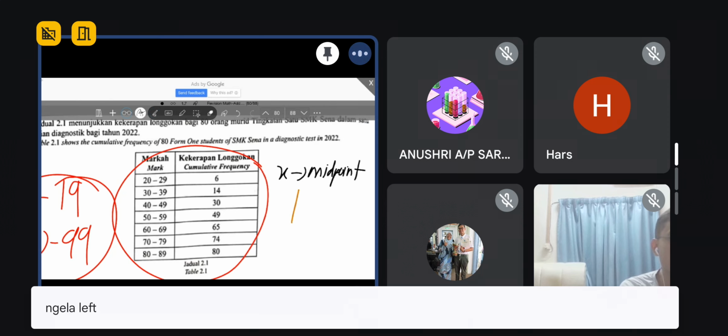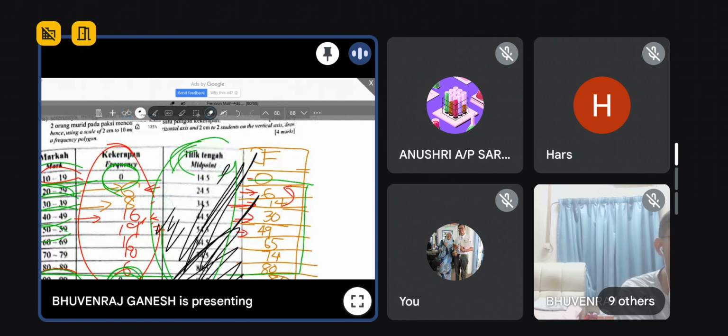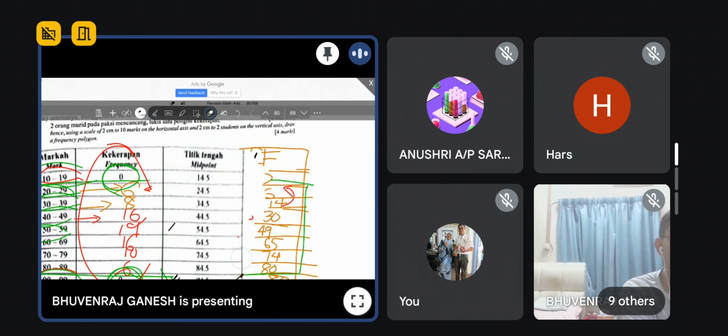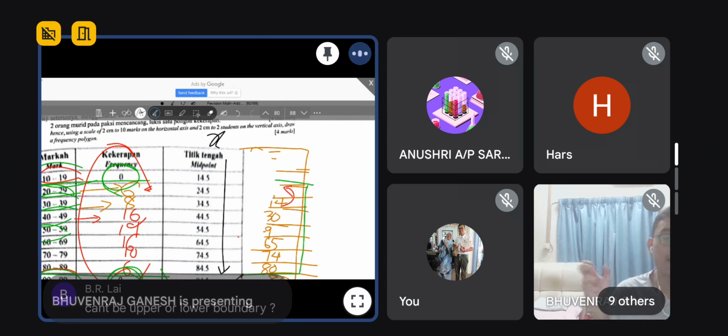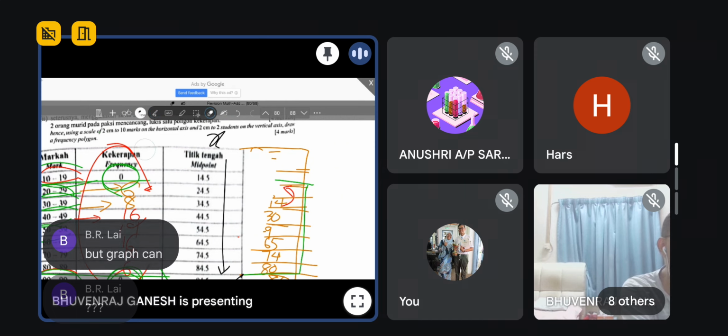So that means in this column, all of this is your X value. This one. All the midpoints here. Semua yang ni adalah nilai X. Do you all get it? All of it is X value. Cannot. X must be midpoint. Okay? Cannot be upper or lower boundary. Kena titik tengah. Alright? Then your f, frequency, you refer here.